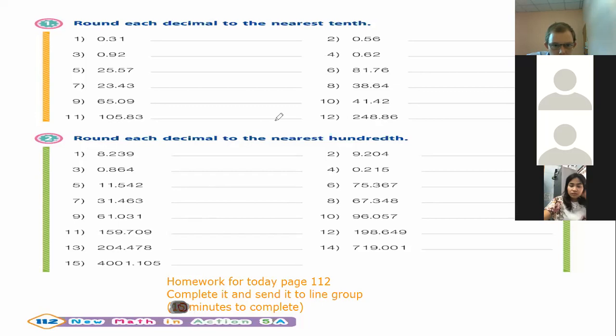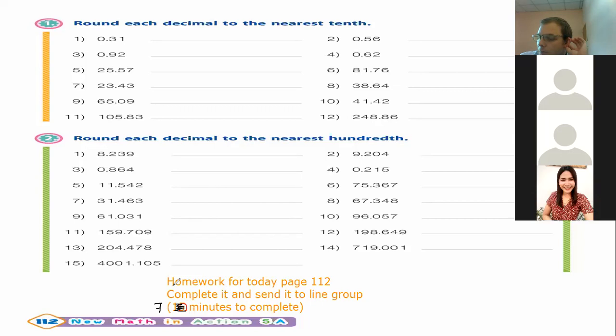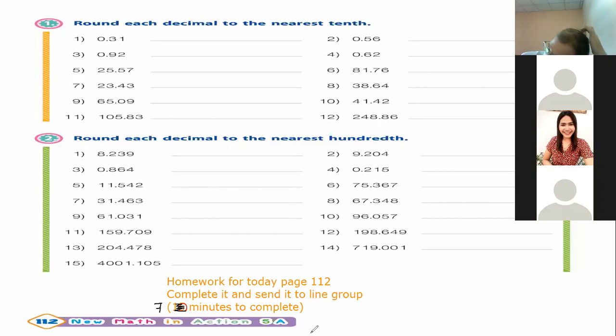Teacher, why can't I have a picture? It's my iPad, so noob. 7 minutes. Say again, please. I can't take a picture of the homework to send it to the line group, because my iPad is so noob.